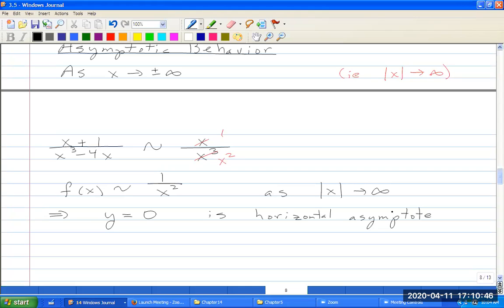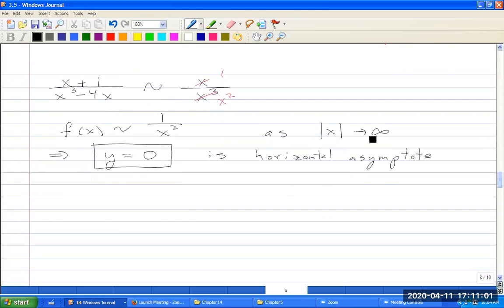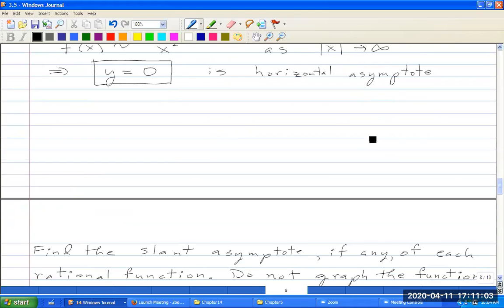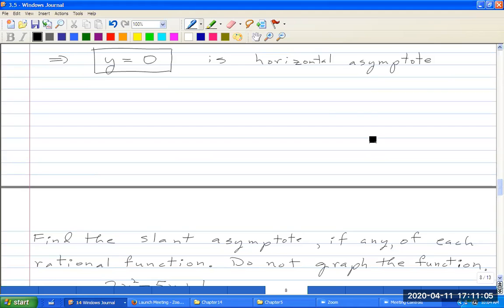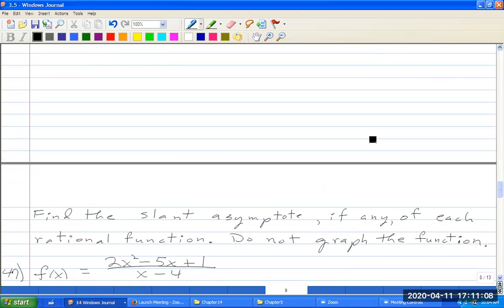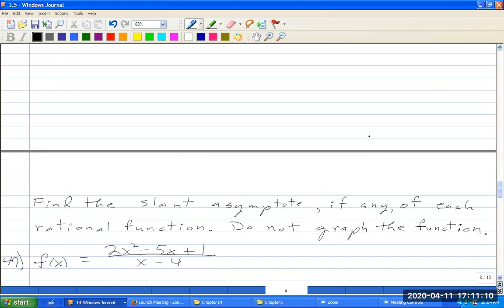And we actually found something nicer than that. We found that it actually looks like 1 over x squared for very large values of x. So we actually have determined what it looked like for large values of x. Okay, let's do the next problem. I'll probably bring that whole thing up.